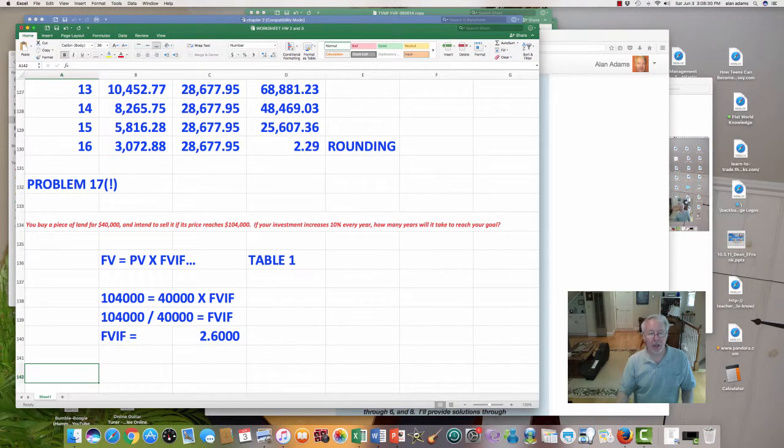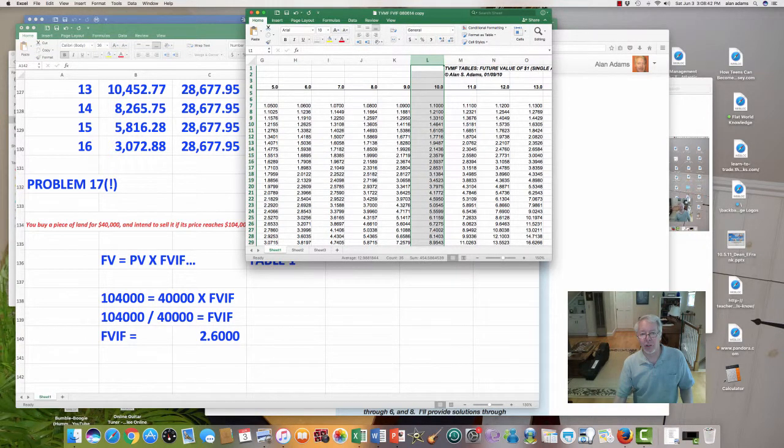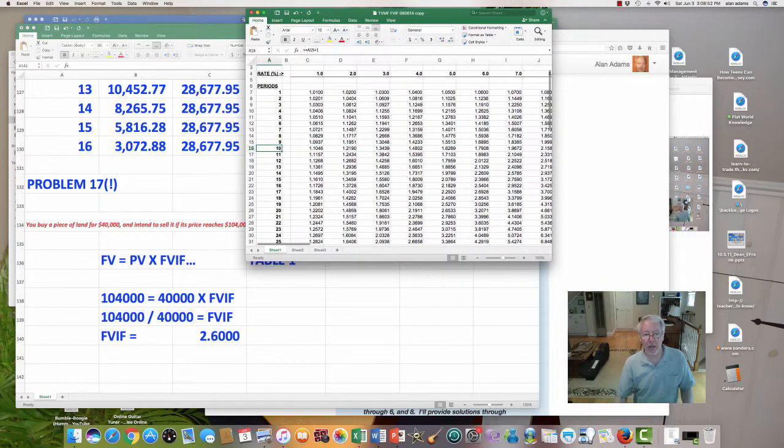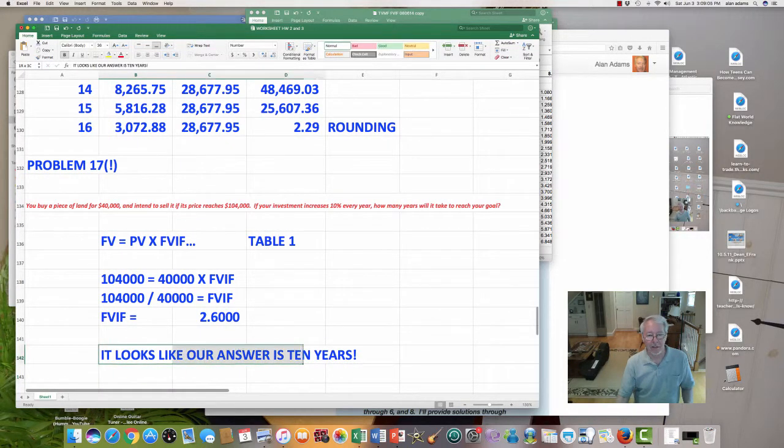The FVIF is going to be 2.6000. Step 2. Now that we've got that number, we go to table number 1. We know that it's going to be the 10% column. Go to table 1. Go to the 10% column right there and scroll down until you find roughly 2.6. I'll tell you what, it looks an awful lot like that: 2.5937. How many years is that? That is 10 years. It looks like our answer is 10 years.